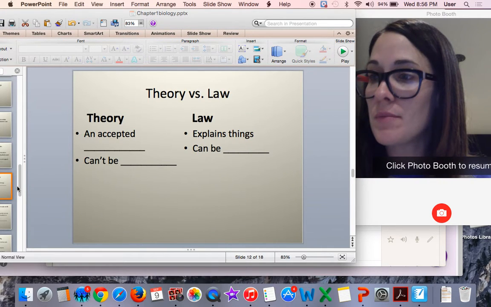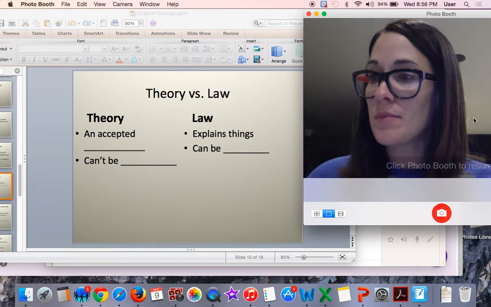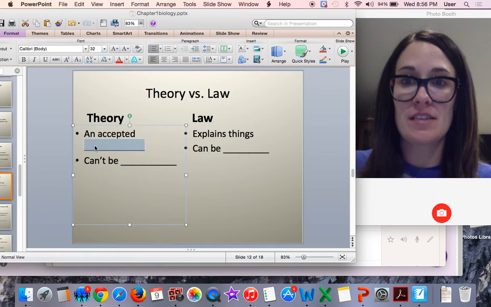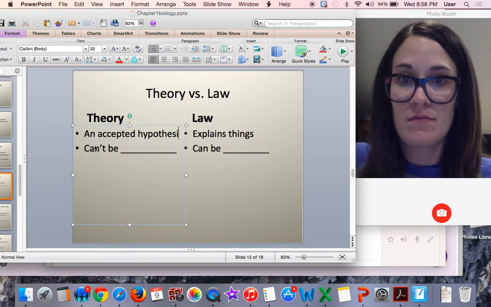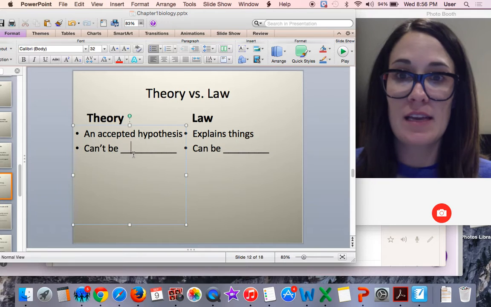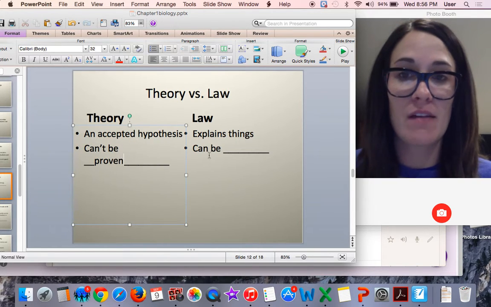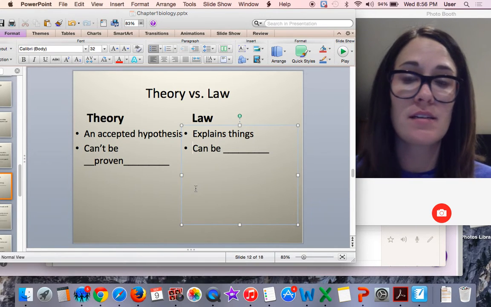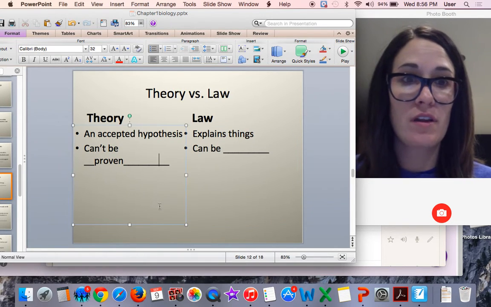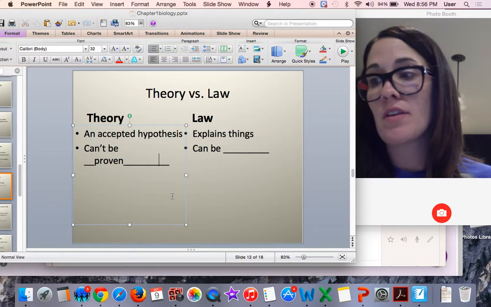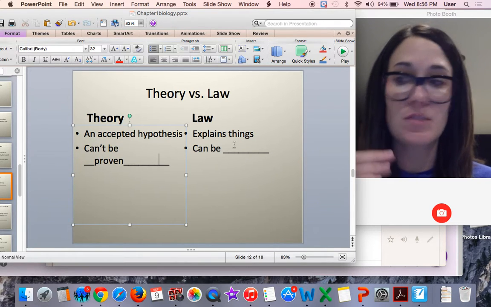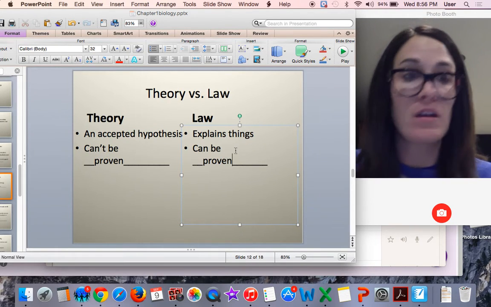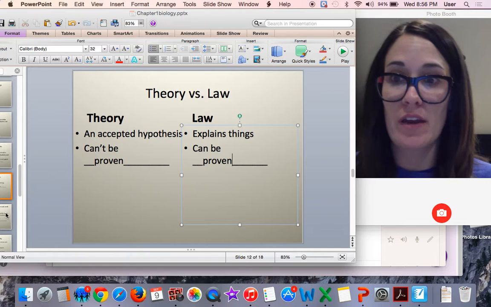A theory is an accepted hypothesis, and it can't be proven. Okay, so that's a theory. It's an accepted hypothesis, well tested, like the theory of evolution. It can't be proven. The difference between a theory and a law is that a law explains things, and it can be proven, like the law of gravity. You can prove that that exists.